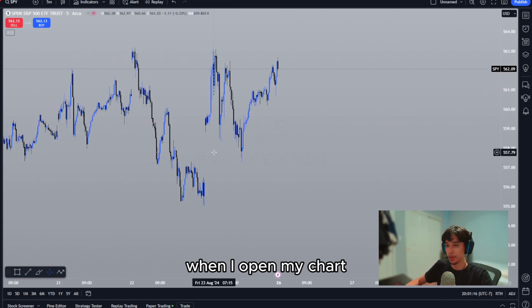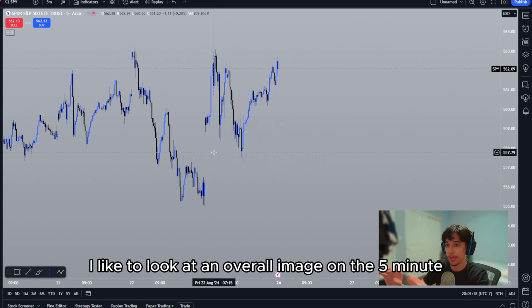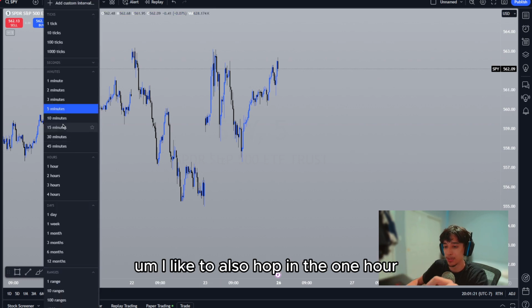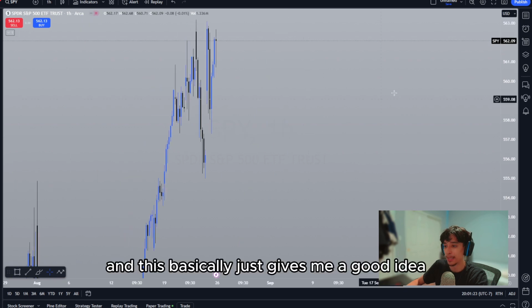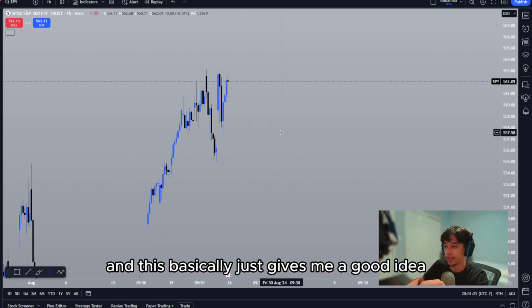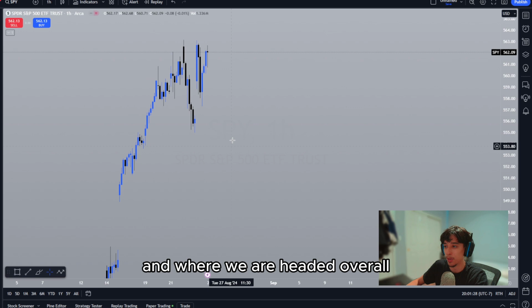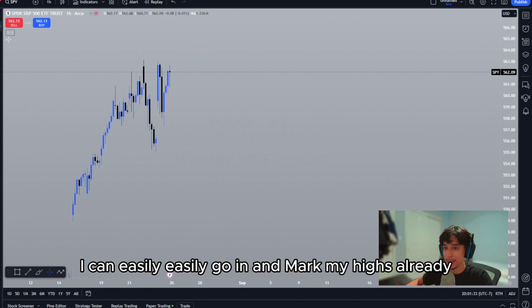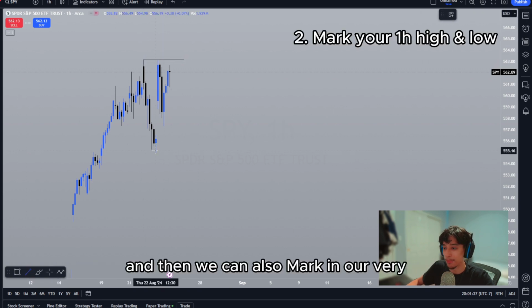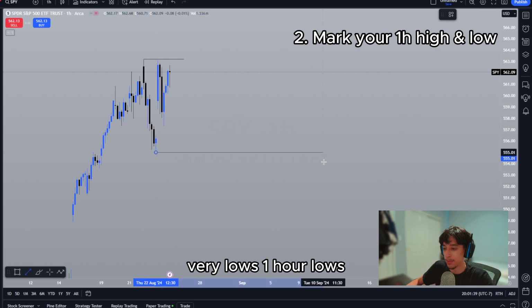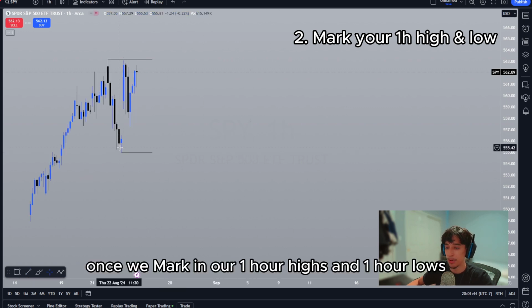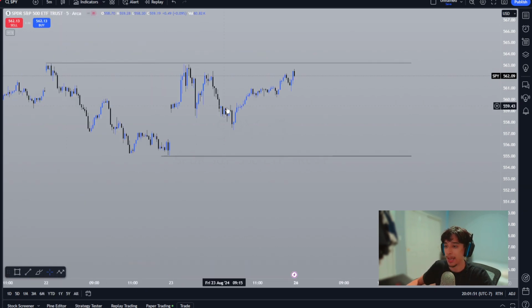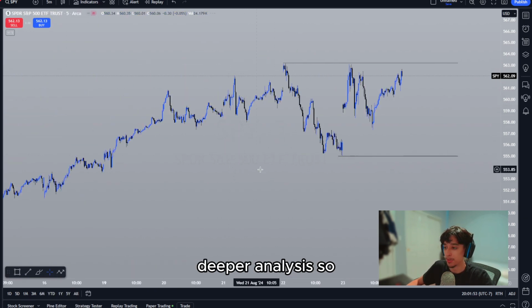When I open my chart, I like to look at an overall image on the 5 minute. I like to also hop in the 1 hour, and this basically just gives me a good idea of market structure and where we are headed overall. So looking at the 1 hour here, I can easily go in and mark my highs already. And then we can also mark in our very lows, 1 hour lows. Once we mark in our 1 hour highs and 1 hour lows, we want to go back to the 5 minute. And now we're going to do some deeper analysis.